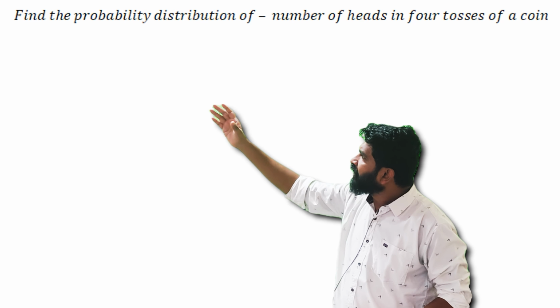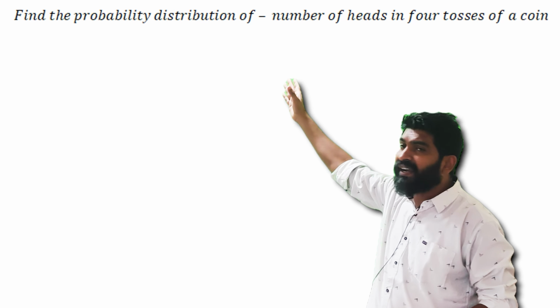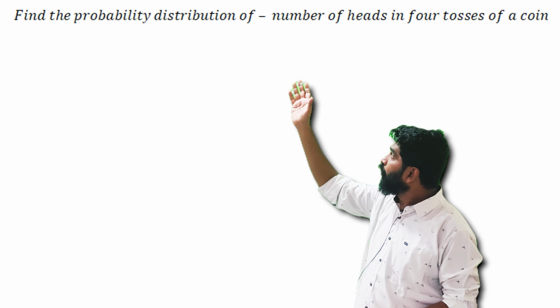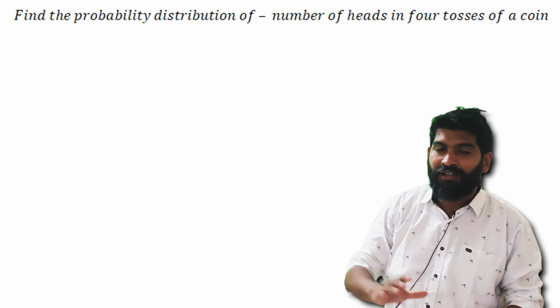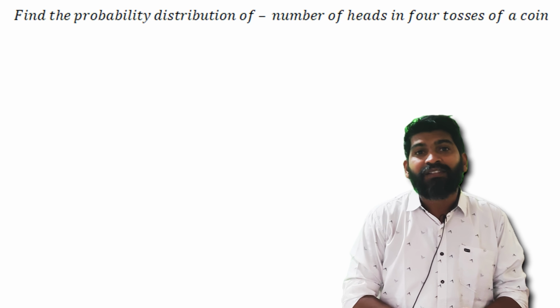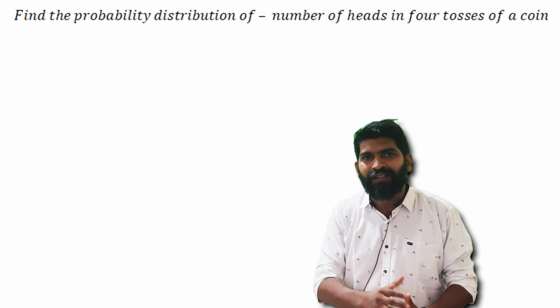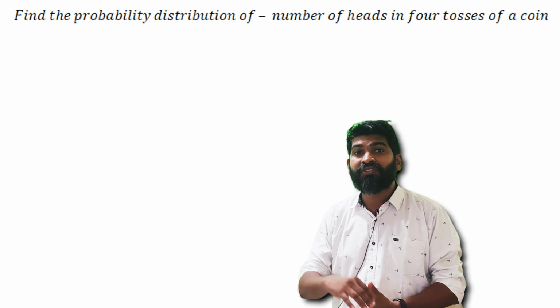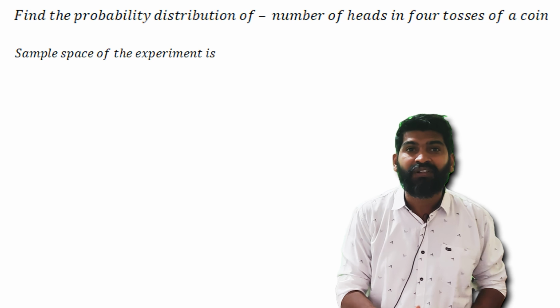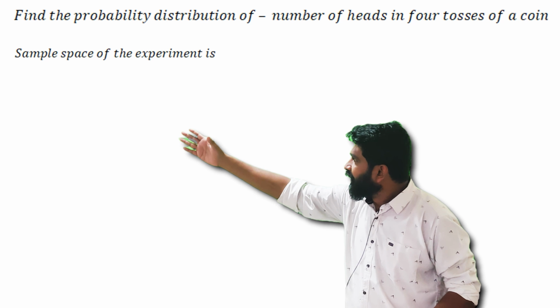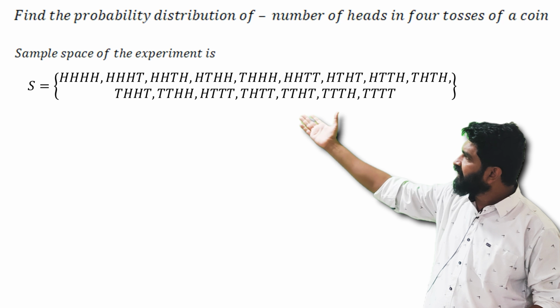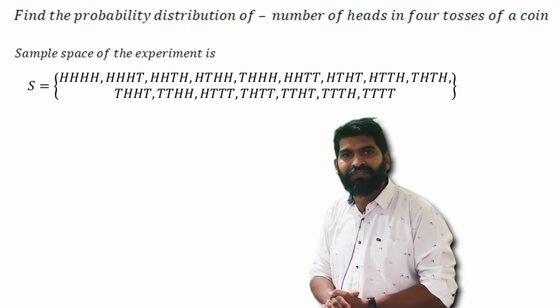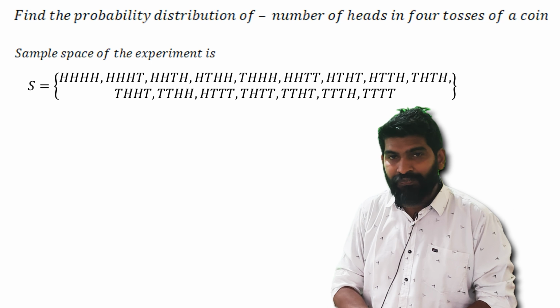Let us have a look at a simple question. We need to find the probability distribution of number of heads when 4 tosses of a coin are made. Okay, so when a coin is tossed 4 times, what all different combinations do we have? It is 2 raised to 4, that is 16 different combinations. Let's list them one by one. So these are the different 16 combinations which we have when a coin is tossed 4 times.